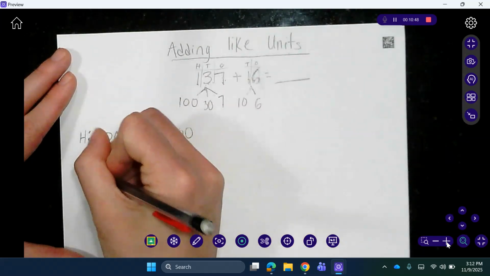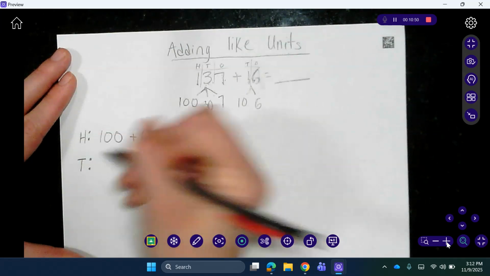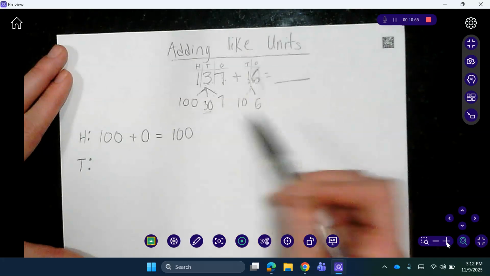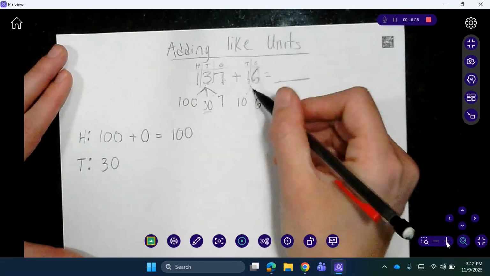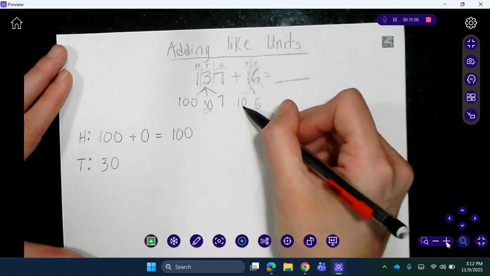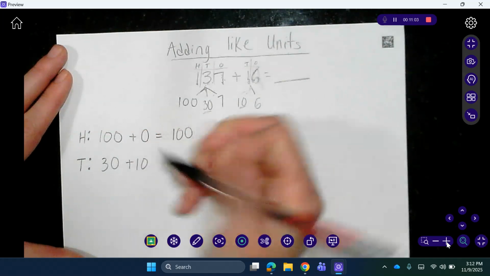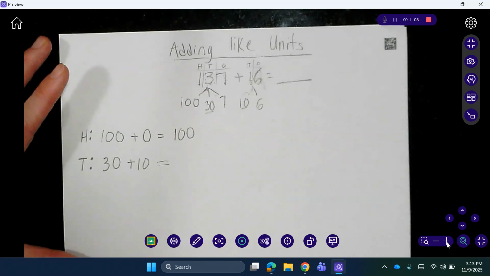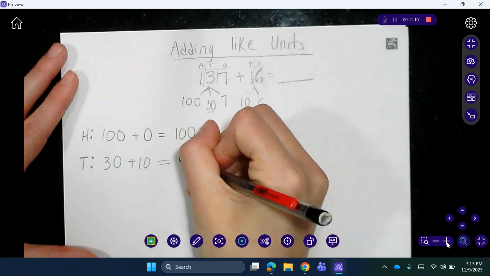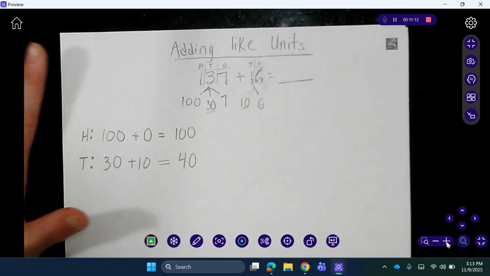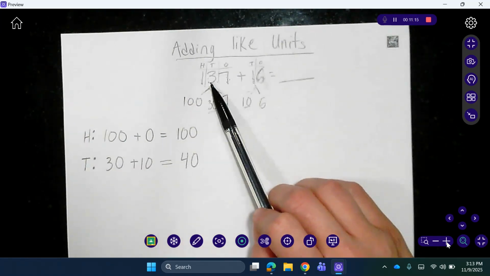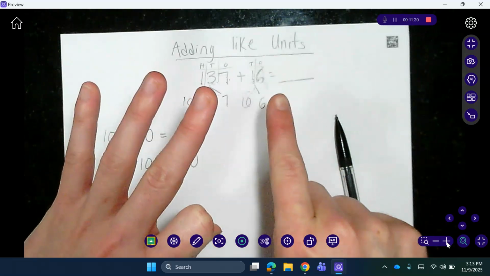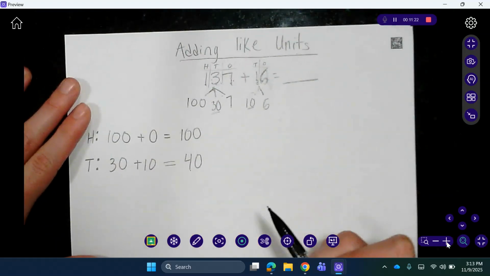Let's move to adding our like units of the tens. In 137, we had 3 tens, which was worth 30, very good. In 16, we had 1 ten, which was worth 10. So the value of all of our tens in both of these numbers is 30 plus 10. 30 plus 10 is 40. Very good. We know if we have 3 tens and 1 ten, 3 tens plus 1 ten is 1, 2, 3, 4 tens, and 4 tens is worth 40.